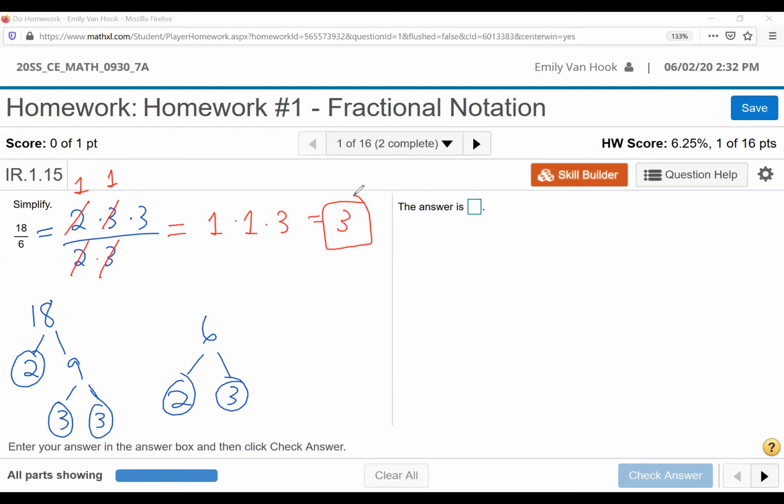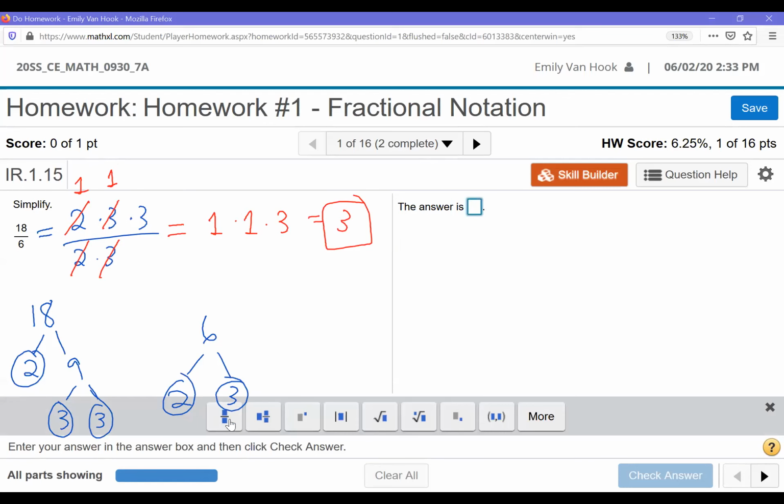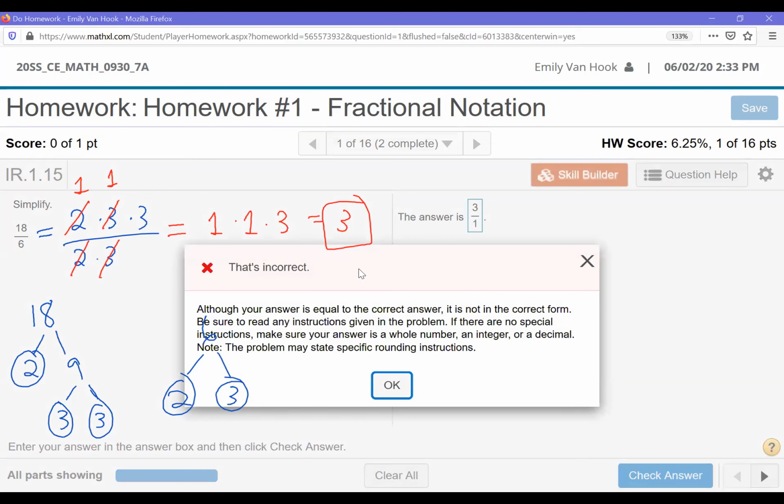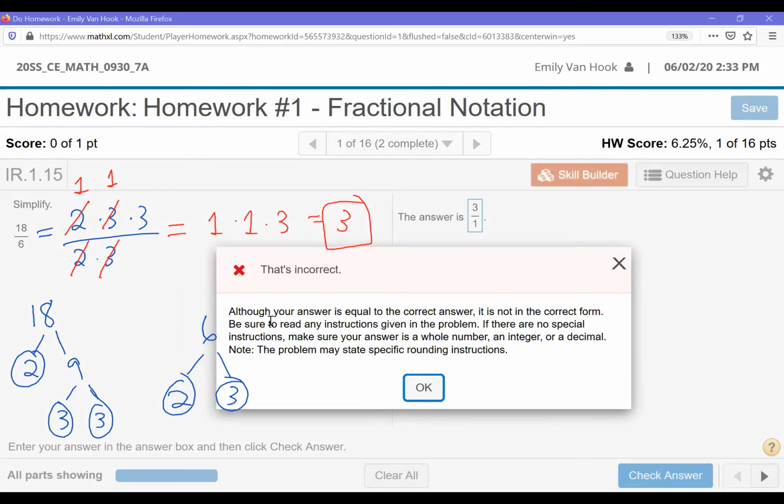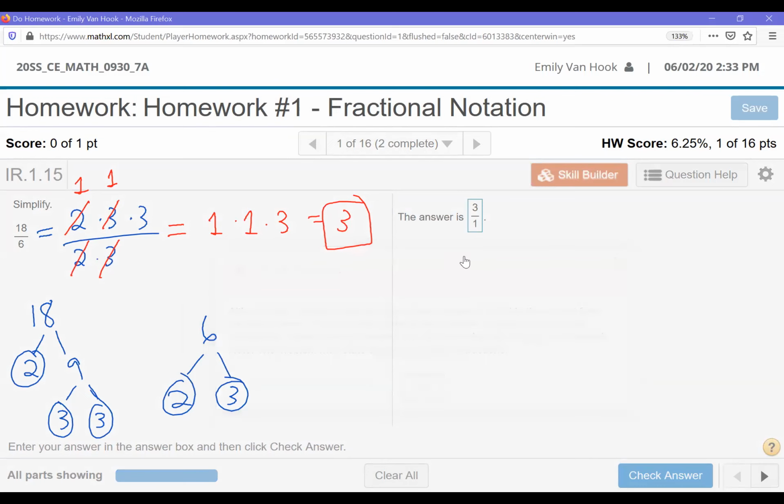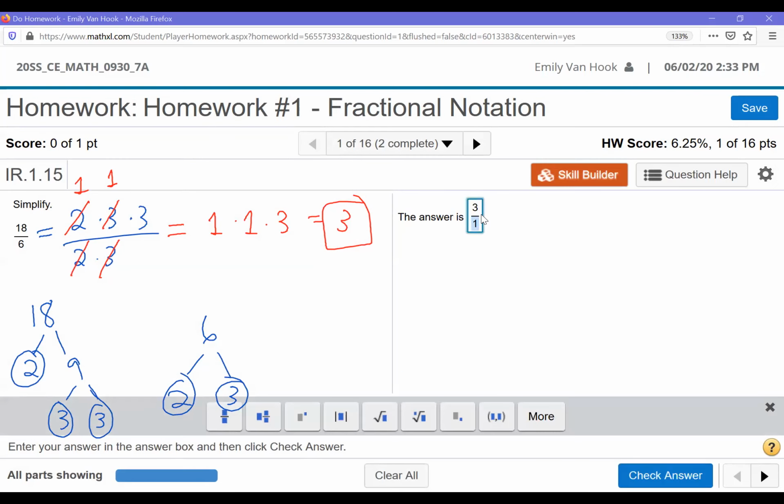Okay, so sometimes you do get a nice whole number for an answer. So the way I'm going to answer this is I'll put my mouse in the little box here. 3. So some students might put 3/1, and I'd like to tell you that that's not going to be accepted. You'll get this error message: although your answer is equal to the correct answer, it's not in the correct form. So it is important to just put 3 for the final answer here.